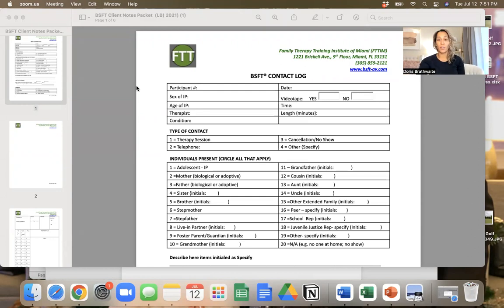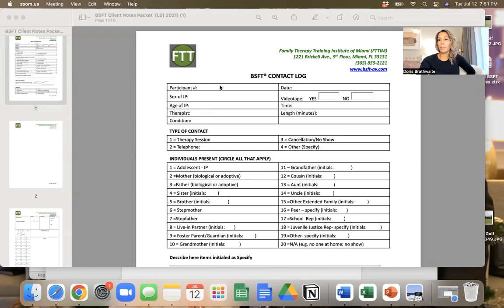You will get these individually as 4 different Word documents. So in no particular order, there's going to be the contact log, the weekly case summary, the progress note, and your video identification form. A lot of this is self-explanatory, but some of it needs to be highlighted specifically.